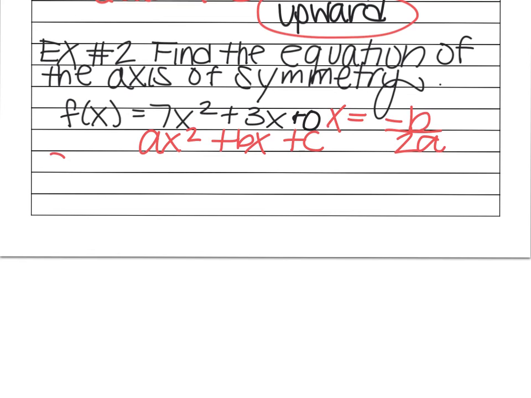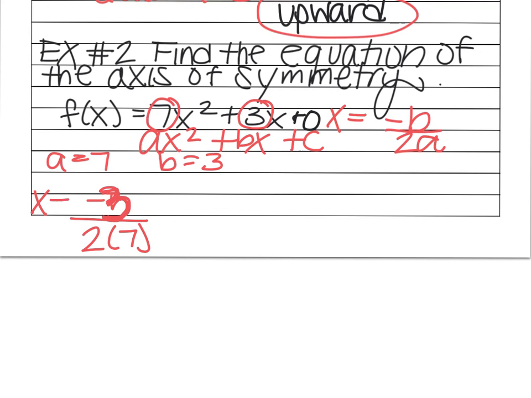But we know that our a is 7 and our b is 3. And I'm getting that from here and here. That's where they line up. My a is connected to the 7. My b is connected to the 3. I now can plug this into my formula. So I'm going to have negative b, which is 3. Okay, negative 3 over 2 times 7.